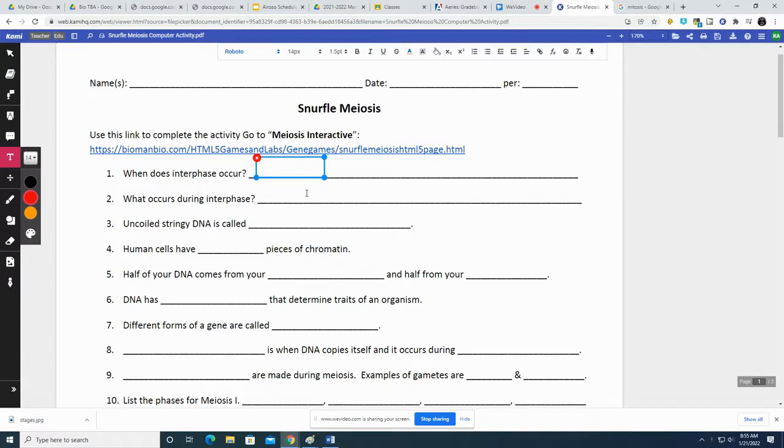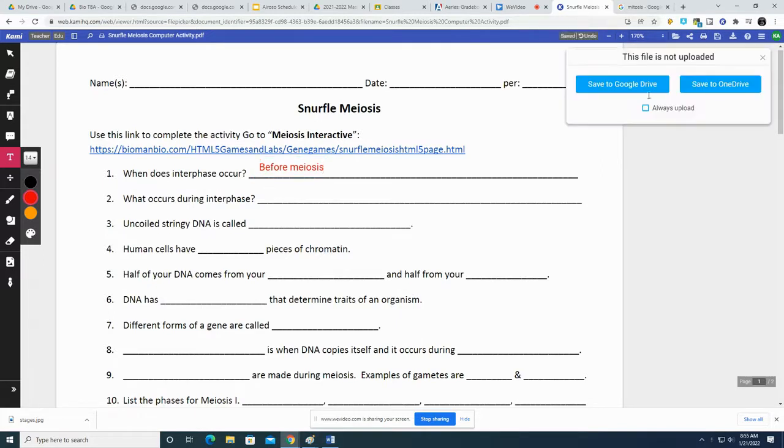Number one, when does interphase occur? Interphase. Remember, that's when a cell is not dividing. That's when it's just being a cell. So we're going to put, it happens before meiosis. Meiosis. So it's when a cell is not dividing. That's when it's in interphase.